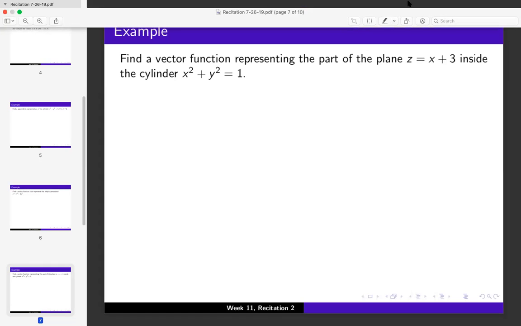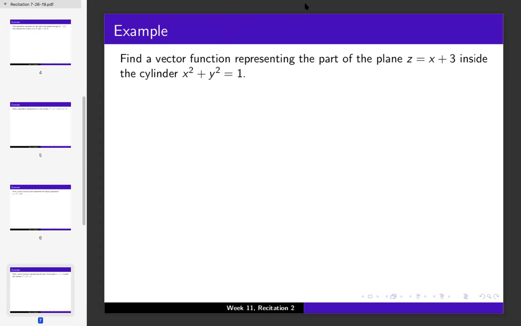Now, here's something else you can do. You can try finding a vector function that represents the part of the plane that's inside of this cylinder. Now, that's a little bit trickier. Let's try seeing what we can do with what we did last time. Last time we said that z is a function of x and y, and that's very helpful to us in this case.